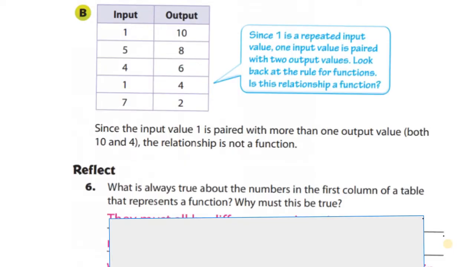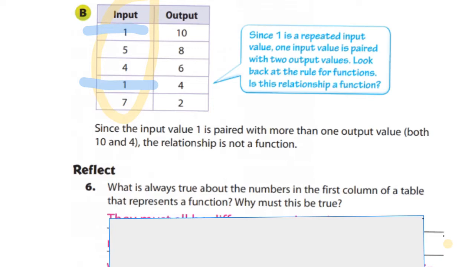Example B, once again, you're going to look only at the input. Look to see if any input repeats. In this case, a 1 repeats. So since the 1 is repeating, we would say that this table is not a function. Just like the mapping, you look at the input, and you want to have each input used once only.